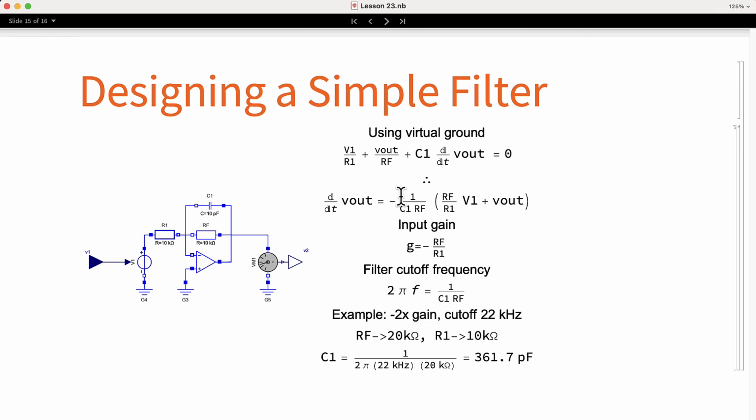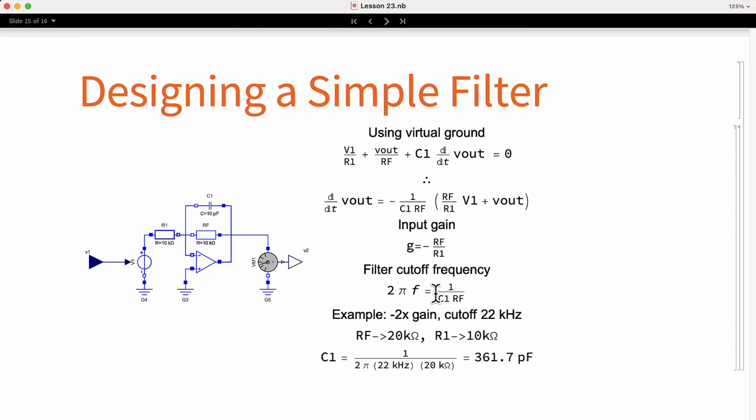We can rearrange the equation so it looks like the integrator equation. We can see that the gain of the integrator is given by minus 1 over C1 RF. But one interesting thing that we can see is that we can control the gain of the input voltage. The voltage gain will be minus RF over R1. And we can adjust the cutoff frequency of the filter by adjusting the gain of the integrator. The cutoff of a filter is the frequency at which the output is attenuated approximately to 0.7 of the original input, and it controls the bandwidth of the circuit.